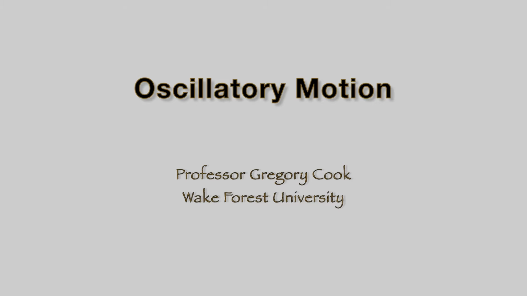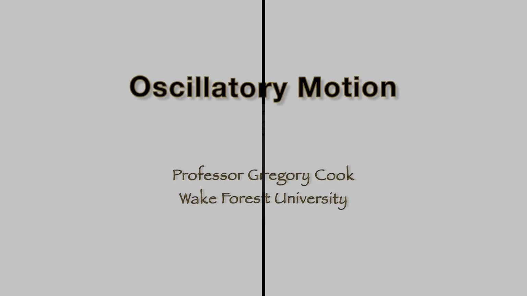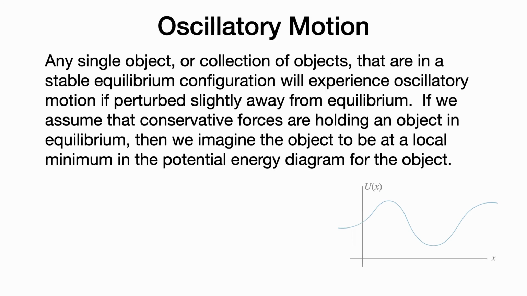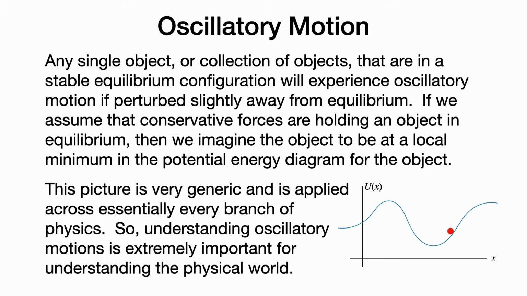In this module, we will consider oscillatory motion. Any single object or collection of objects that are in a stable equilibrium configuration will experience oscillatory motion if perturbed slightly away from equilibrium. If we assume that conservative forces are holding an object in equilibrium, then we imagine the object to be at a local minimum in the potential energy diagram for the object.